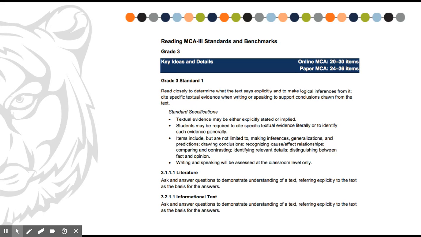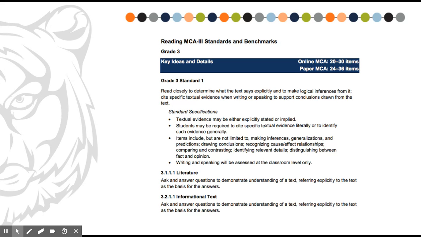You will notice on this list for third grade, under the second bullet, students are required to cite specific textual evidence literally, or to identify such evidence generally. They are also supposed to, in the third bullet there, distinguish between fact and opinion, but at the beginning of that phrase, make inferences. A document like this is rich in helping us brainstorm what would be some common, good, close reading questions at this grade level.